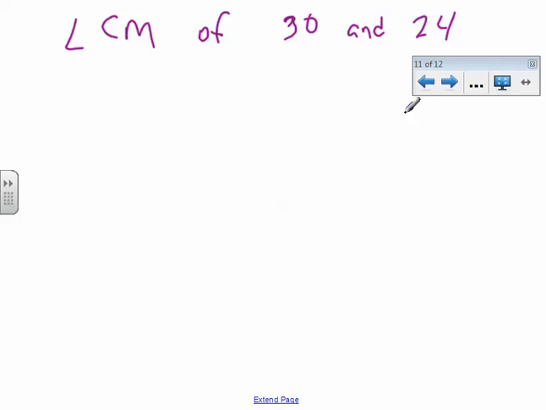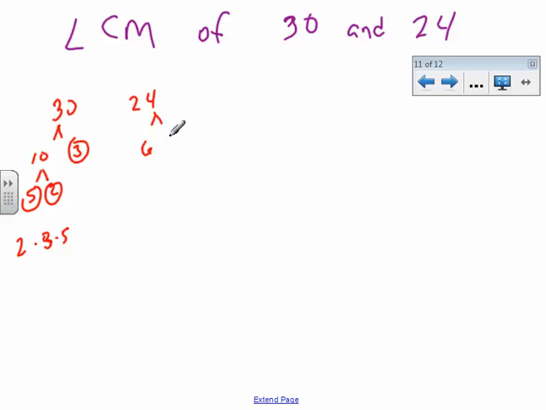The LCM of 30 and 24. I'm going to do the prime factorization and the birthday cake. So prime factors, factor tree. 30 is 10 and 3, 5 and 2. 2 times 3 times 5. 24 is 6 and 4, 2 and 3, 2 and 2, prime. 2 times 2 times 2 times 3. Okay? Make my Venn.